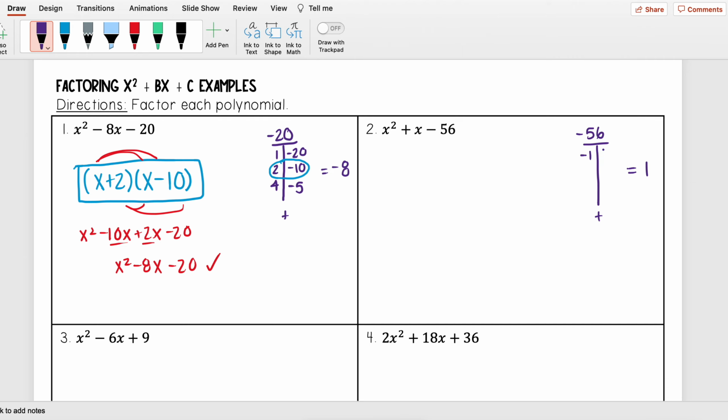So I'll have negative 1 and 56. Negative 2 times 28 gets me negative 56. And then negative 7 times 8 gets me negative 56. And so I see my pair here. Negative 7 times 8 gets me negative 56, and negative 7 plus 8 gets me 1. And so my answer is going to be x minus 7 times x plus 8.